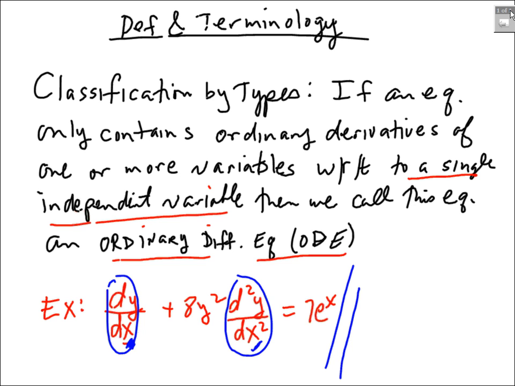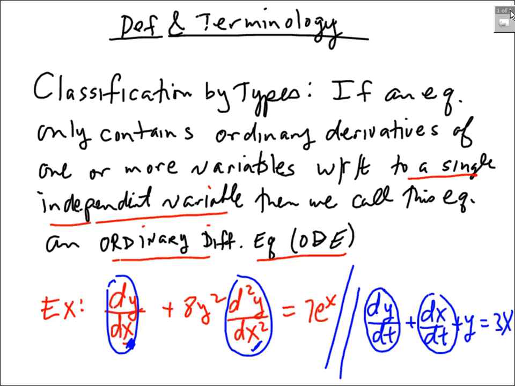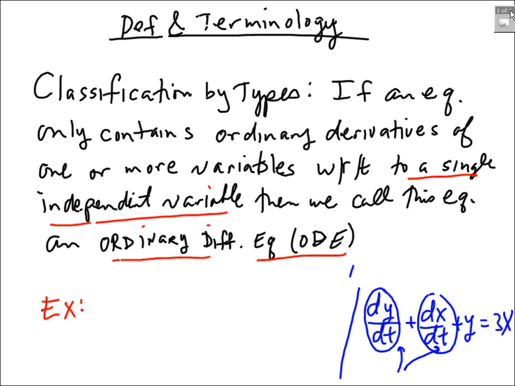Another one might be dy dt plus dx dt plus y is equal to 3x. These are ordinary derivatives and not partials, and they're with respect to one independent variable, t. Okay, the words above, maybe they bother you, fine.